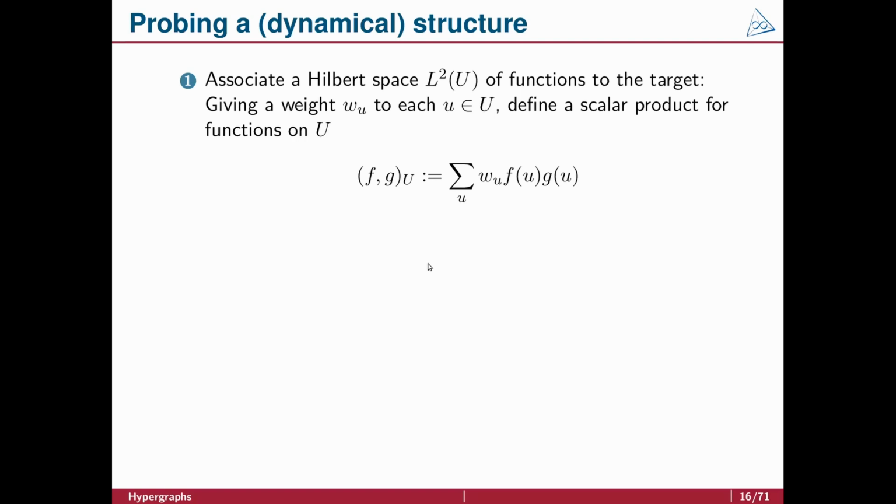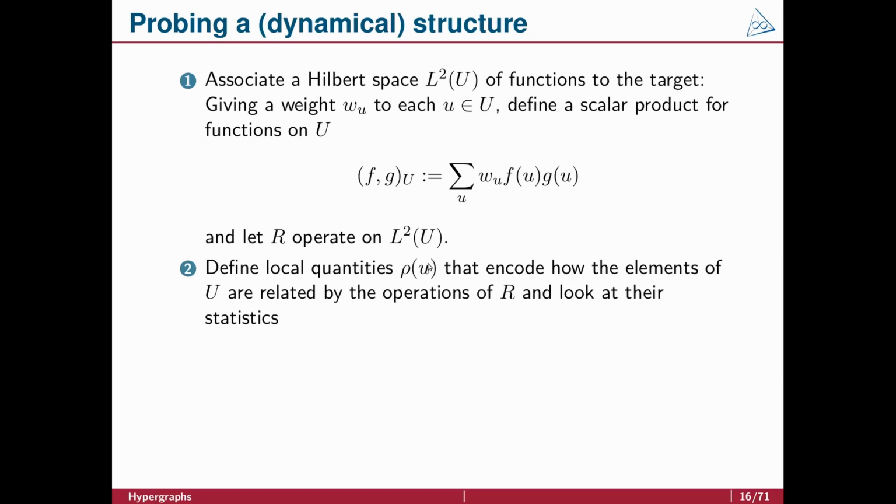So we associate a Hilbert space, L2 of U, of functions to the target. That is, we look at functions defined on the elements of our space U, and then we introduce some scalar product, and we can choose whichever weight we want in principle, but of course it should be naturally related to the structure. So we have a scalar product. And then we can let R operate on this L2 space and see what comes out.